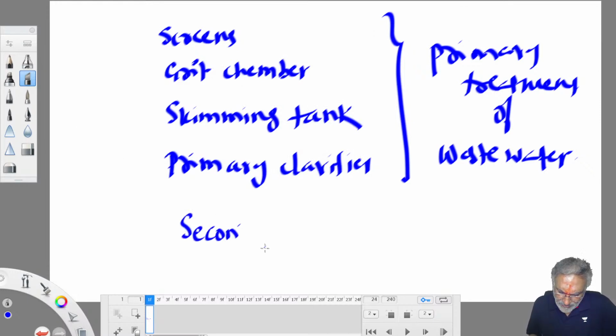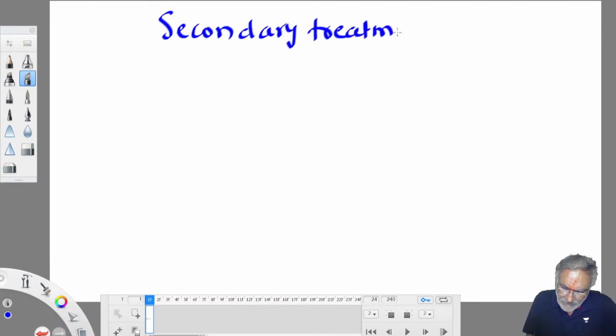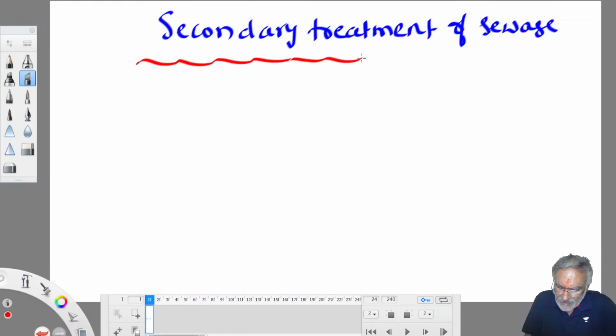So all this belongs to primary treatment of wastewater. Screens, grit chamber, skimming tank, primary clarifier, their designs and all we saw last class. Now let us see secondary treatment of wastewater. Most of the BOD present in wastewater, BOD means biodegradable matter present in wastewater, is removed at secondary treatment.